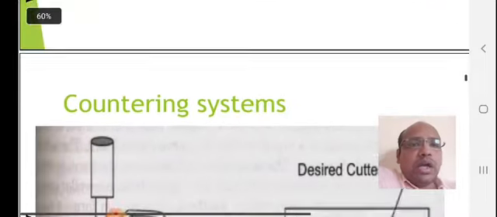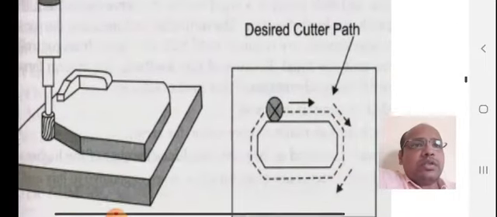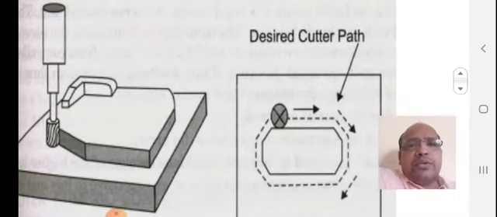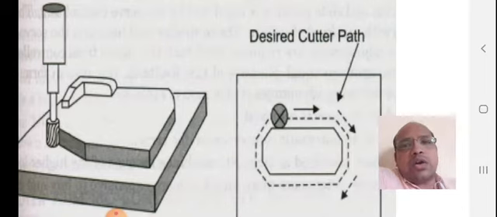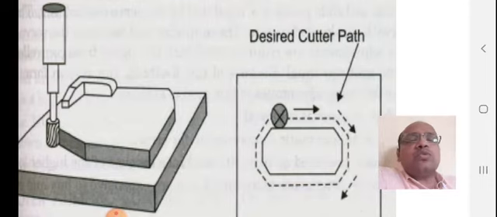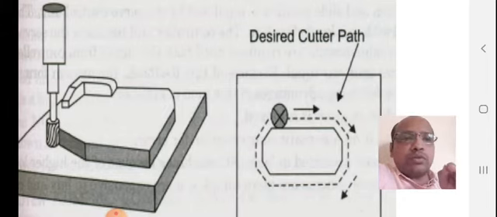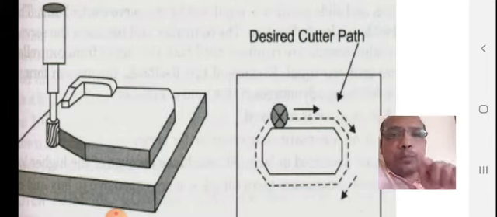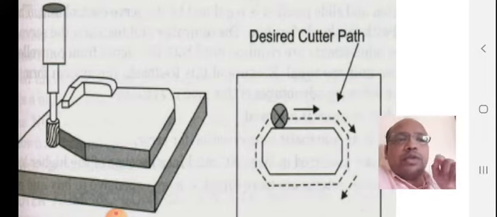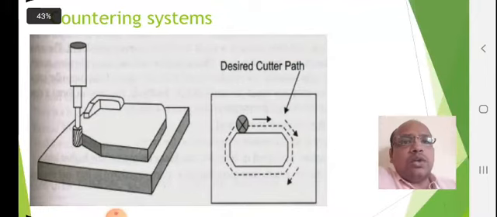Now let us see a contouring system. A contouring system is a very useful system. As per the desired path, as per the will of a manufacturer or a user, you can move the tool in any direction. Suppose I want to move the tool in a straight direction, you can move. If you want to move the tool in a circular direction, you can move. If you want to move the tool from point to point also, you can move. So the desired cutter path that you can obtain by using a contouring system.